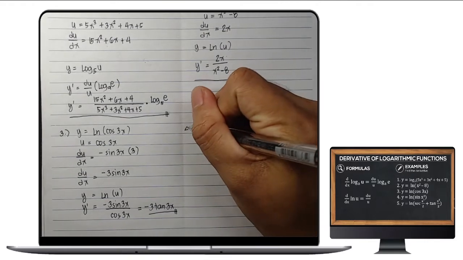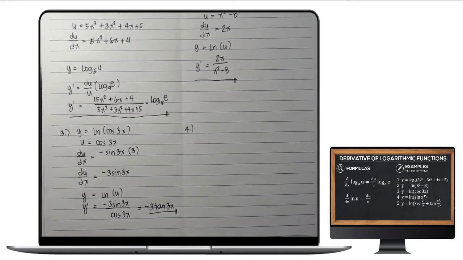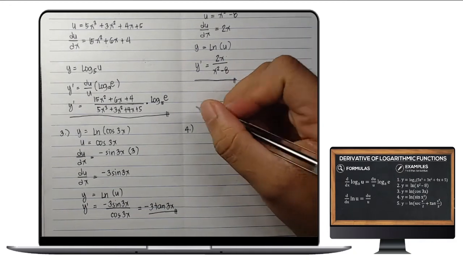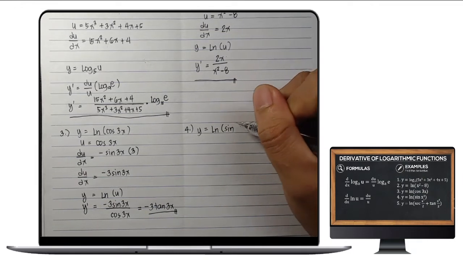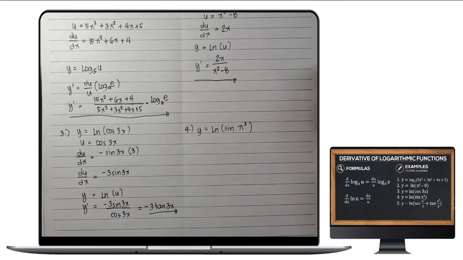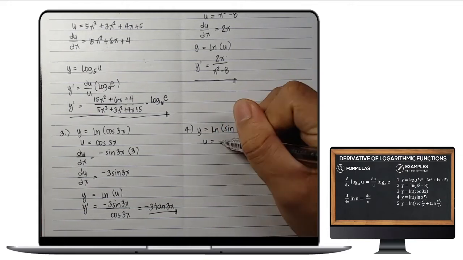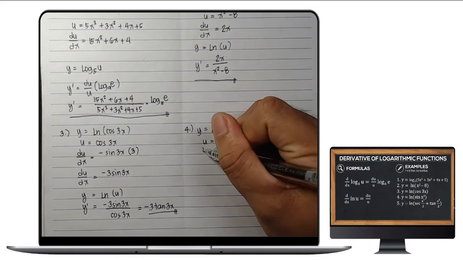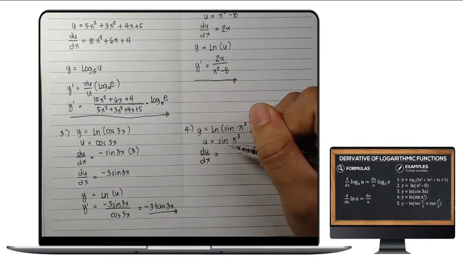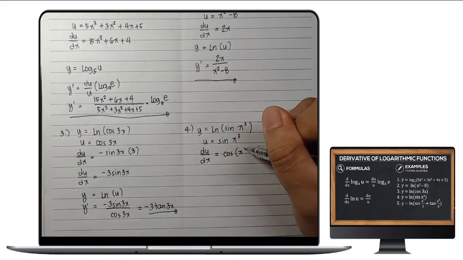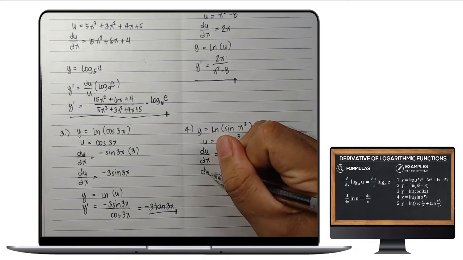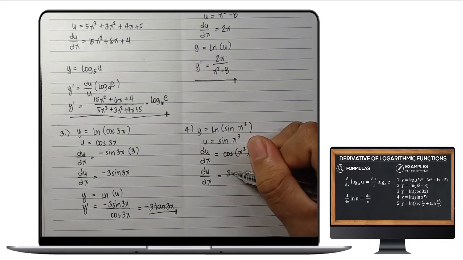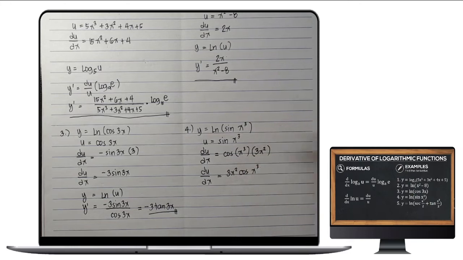Okay, so number 4. We have y is equal to ln of sine x cubed. Okay, so again we let u yung nasa loob, which is sine of x cubed. And when we get the derivative of u with respect to x, the derivative of sine is cosine. So we have cosine x cubed multiplied by the derivative of this one, yung nasa loob. So the derivative of x cubed is 3x squared. Therefore, du over dx is equal to 3x squared cosine x cubed.